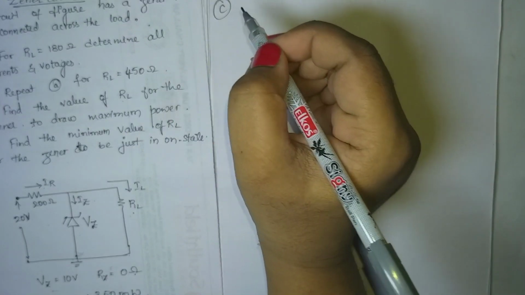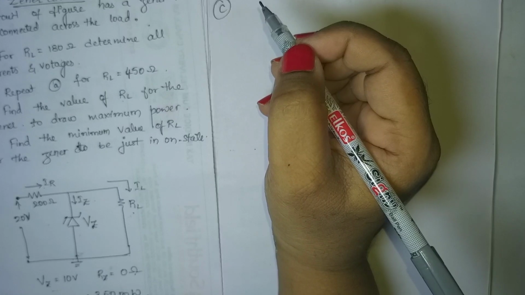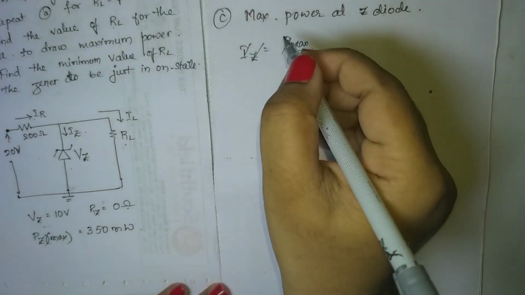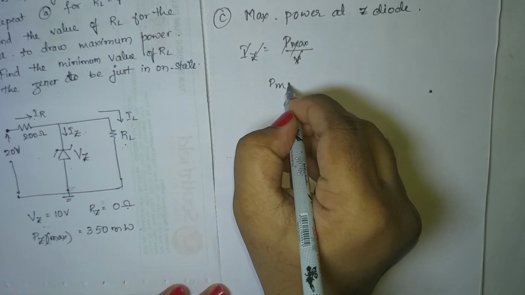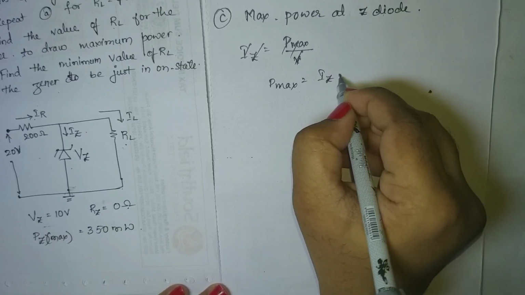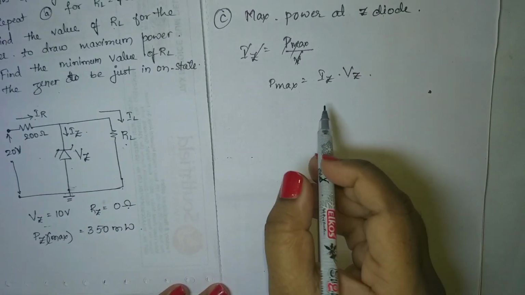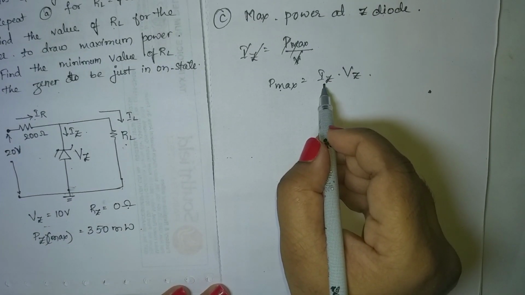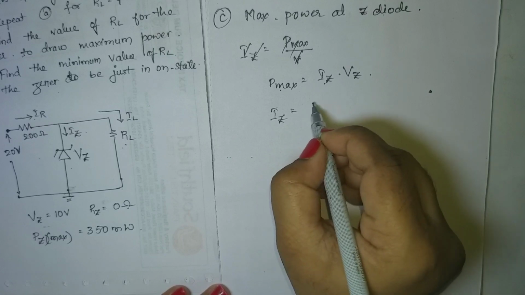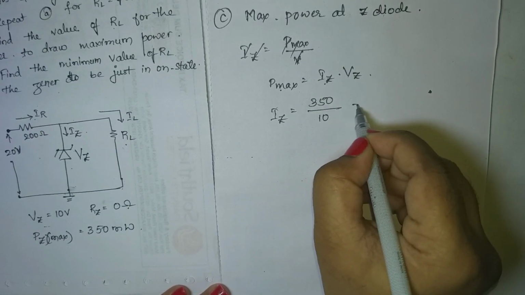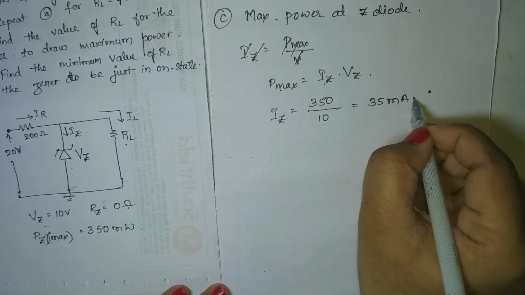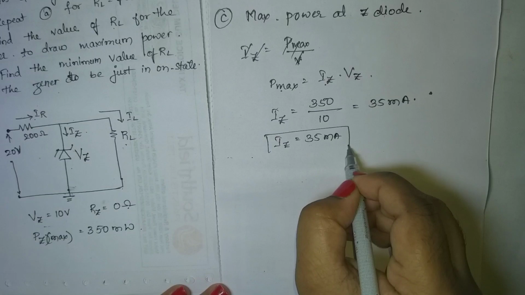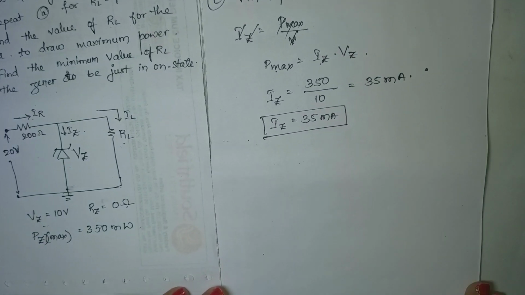Now, the third part of the problem. In the third part, I need to find the maximum power at the Zener diode. For that, I can write the expression P max is equal to IZ into VZ. We know P max, it is already given in the question. So I need to find IZ. IZ is equal to 350 divided by 10, which is equal to 35 milliamps. So this is the maximum current the Zener diode can draw.